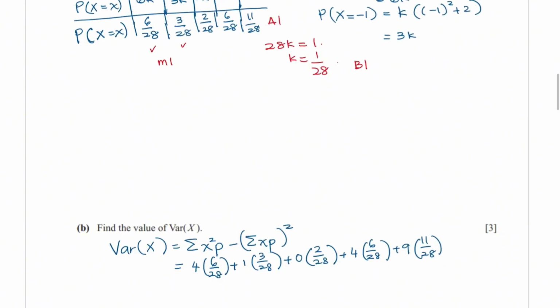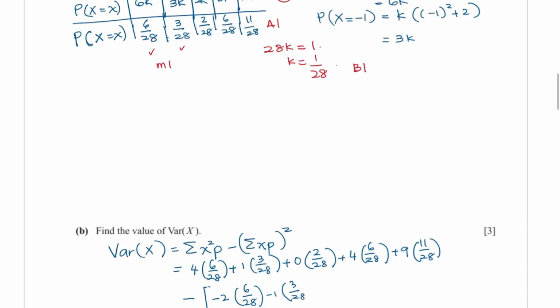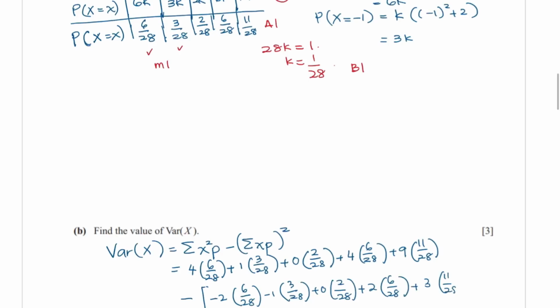And then I have to subtract all this with x times p, and then I have to square them at the end. So my first x times p would be -2 times 6 over 28, to be added with -1 times 3 over 28, to be added with 0 times 2 over 28, to be added with 2 times 6 over 28, and 3 times 11 over 28.